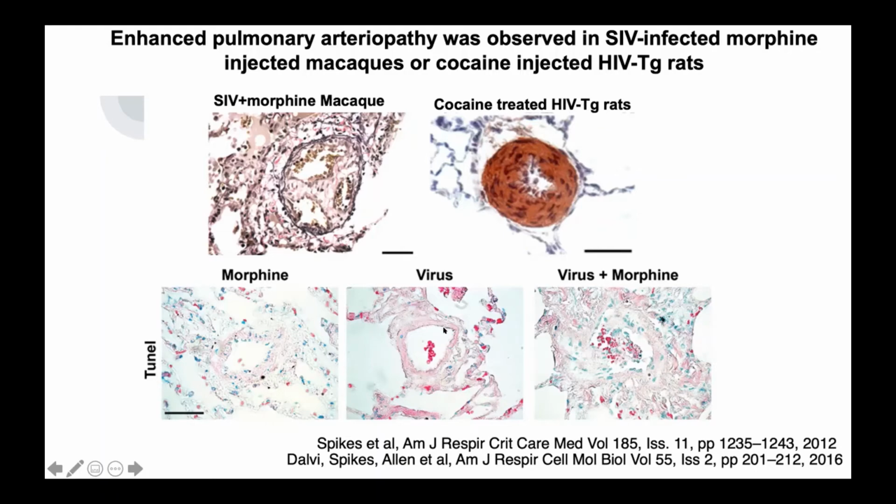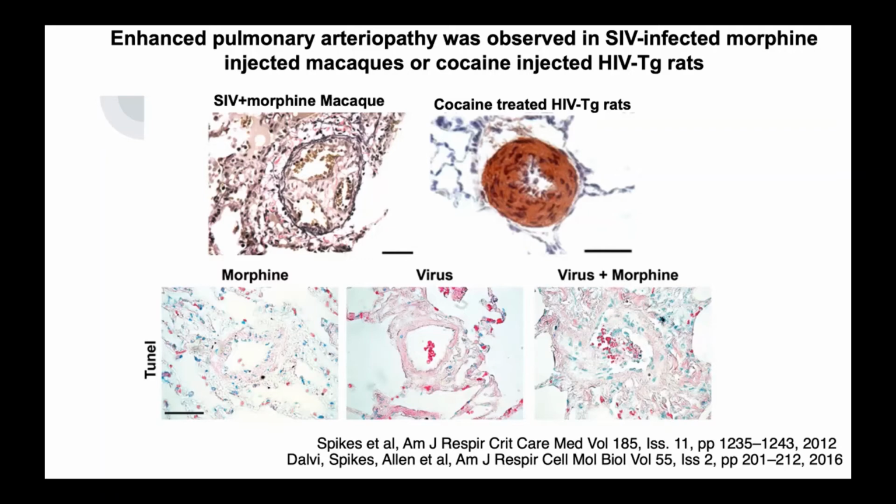So this led to the basis of the fact that when HIV or SIV and drugs of abuse like morphine and cocaine are given together, they synergistically act to cause endothelial dysfunction and also smooth muscle proliferation. I will not focus much on the cocaine-injected rats or cocaine studies.